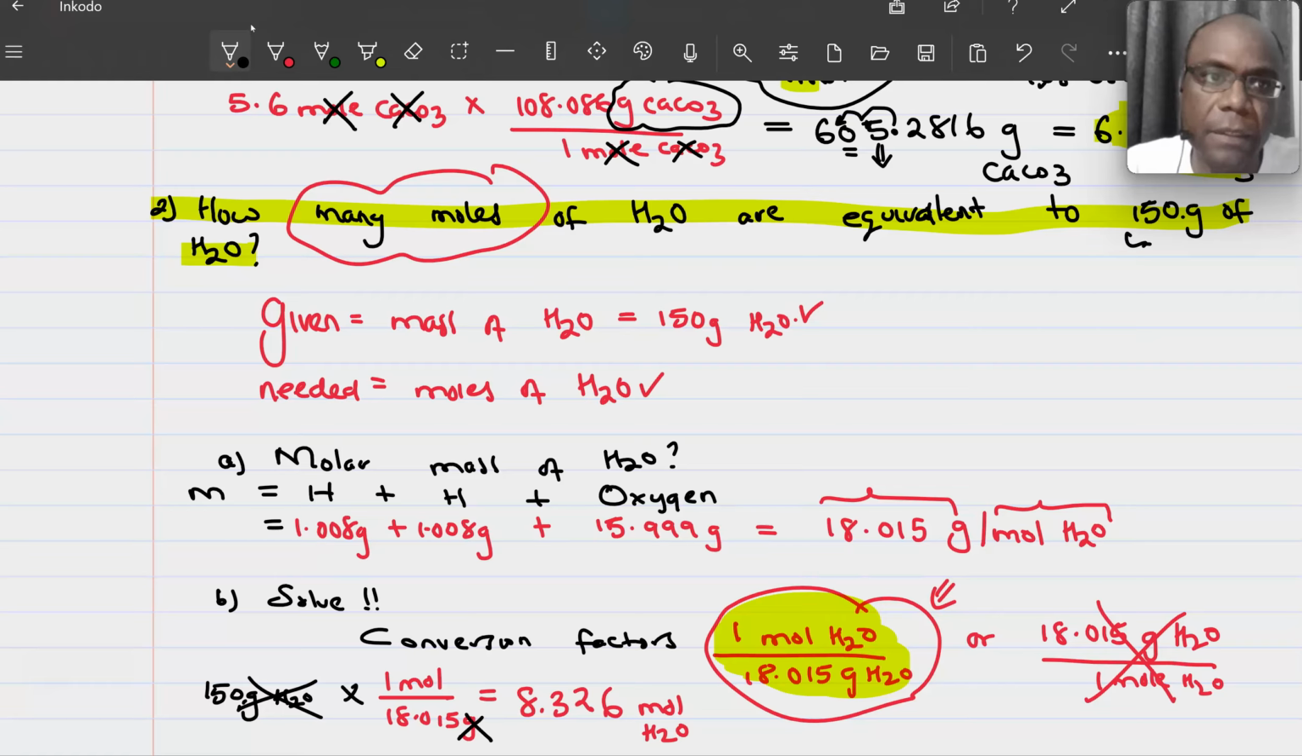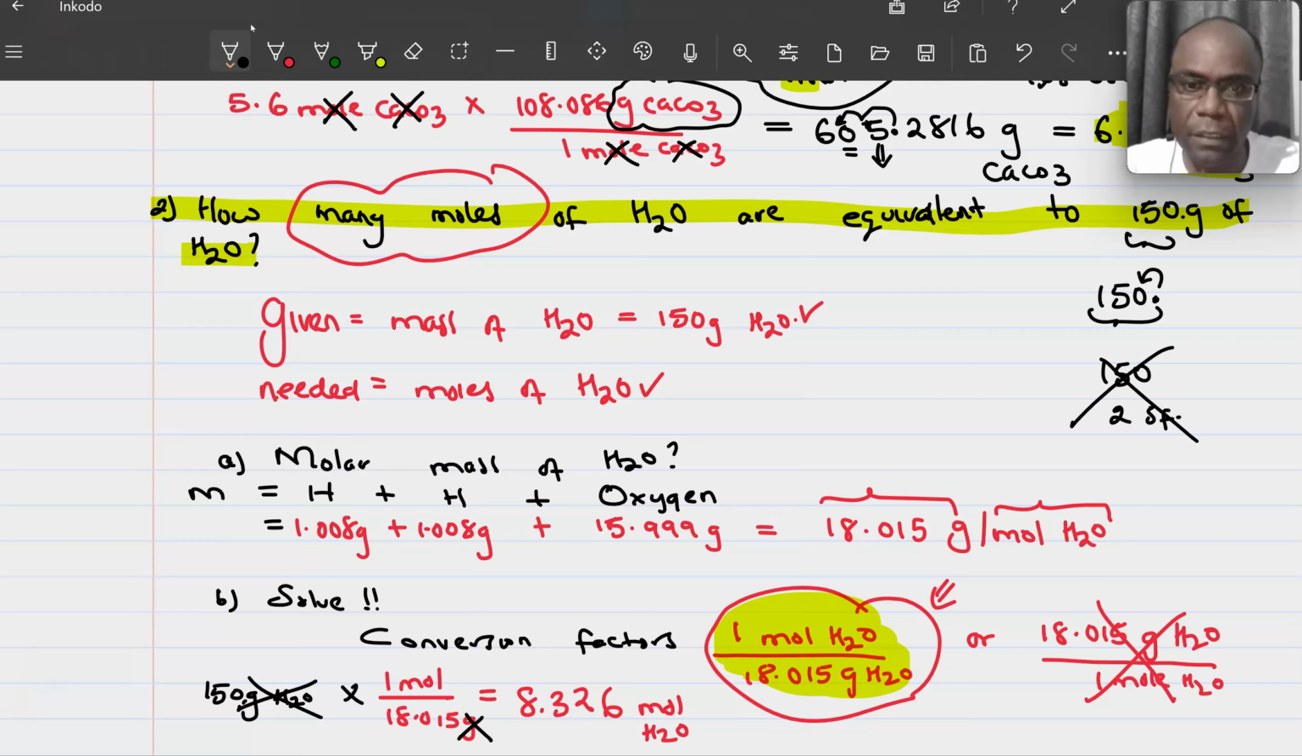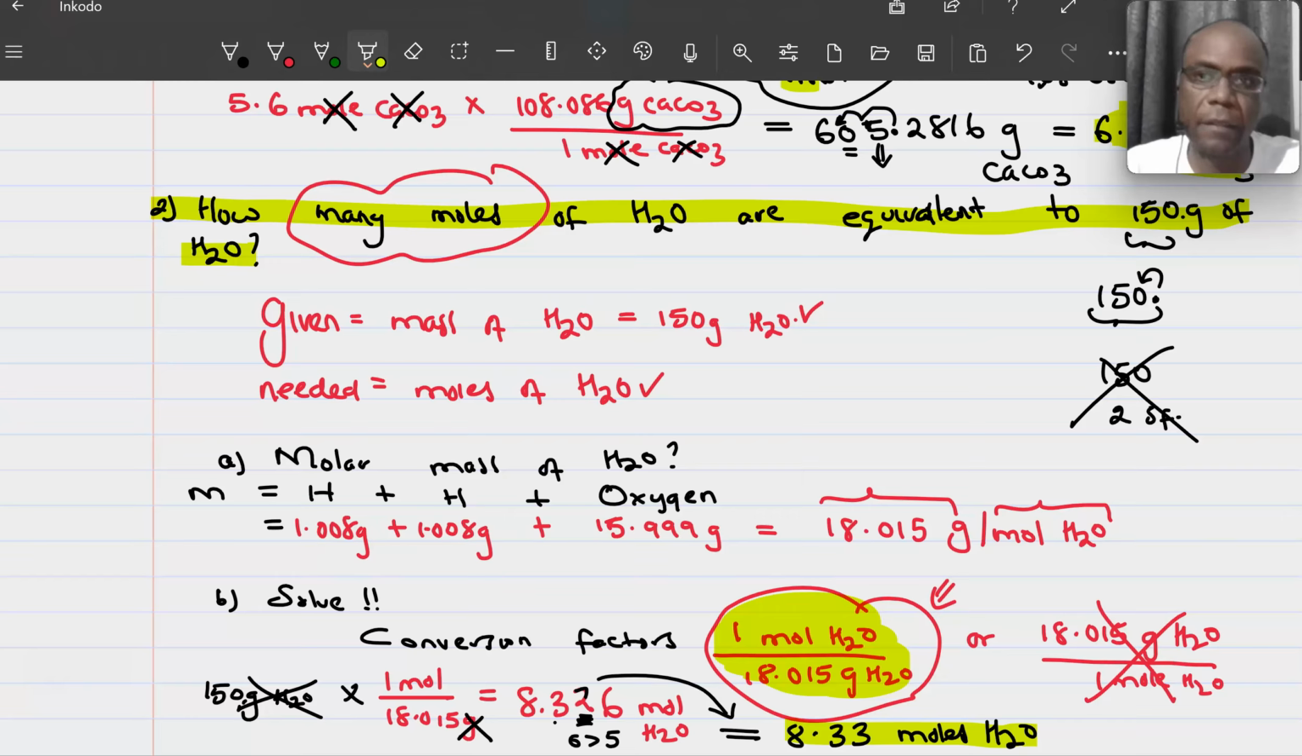Now I see that I have three significant figures in 150. The dot here now qualifies the zero to be significant. If you write it as 150, that would be two significant figures. We talked about that already in earlier chapters. So the final answer here in three significant figures will stop at the 2, which we see that 6 is greater than 5, so it will be 8.33. The 2 is rounded up to 3 moles of H2O, and that's our final answer right there that we were looking for.